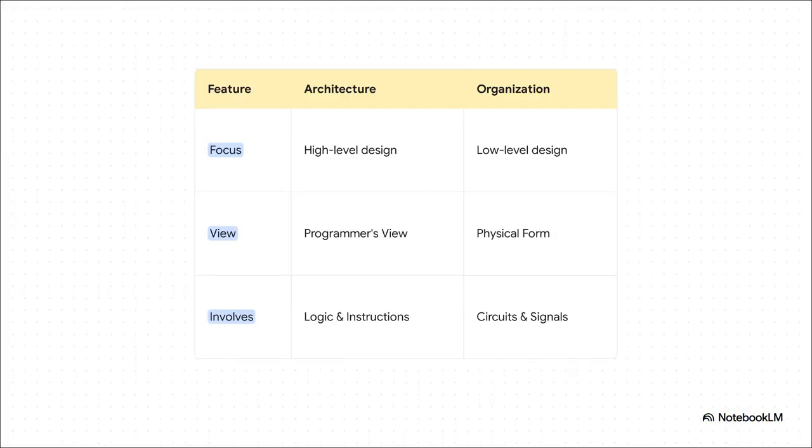So really, it all boils down to this. Architecture is the what. It's the high-level, functional blueprint that a programmer sees and uses. Organization is the how. It's the low-level, nitty-gritty physical parts, the circuits and signals that actually make it all work. One is the blueprint, the other is the actual physical building.